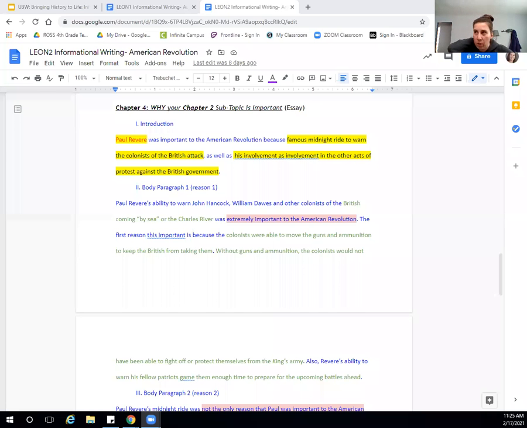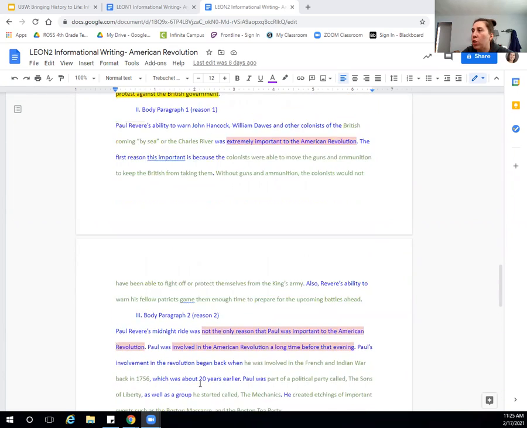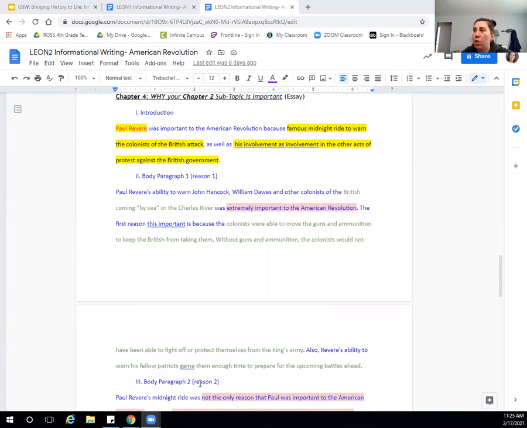All right, so on my screen, I am showing my chapter 4, and this is an essay telling you about why the subtopic that I chose in chapter 2 is so important. So when you see here, you can see that I have the outline. It says introduction, body paragraph 1, body paragraph number 2, and then my conclusion. So what I'm going to do is just go step by step through each part of my essay, and I'm going to see if these components are there.